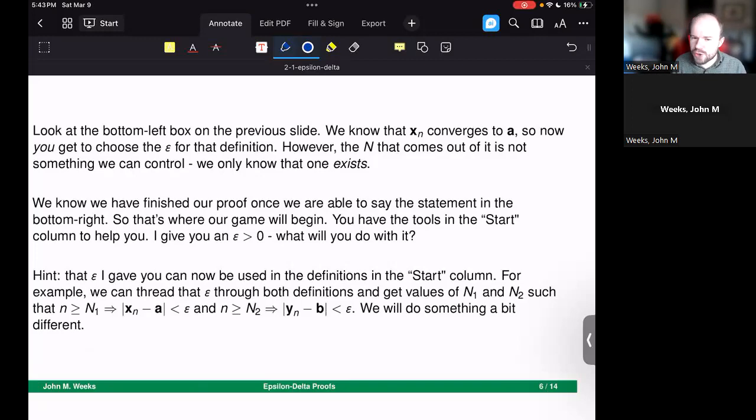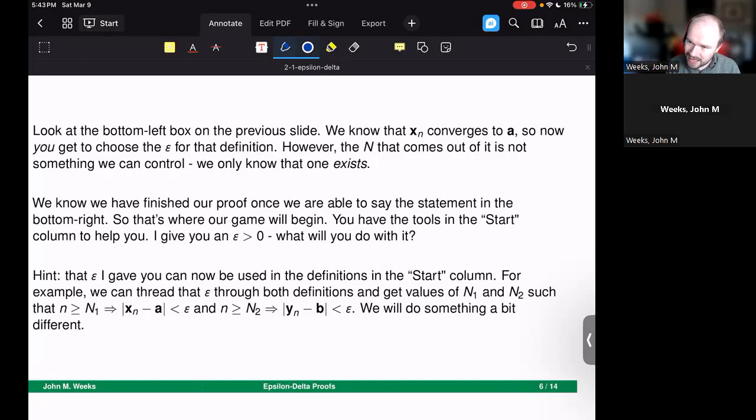We know we have finished our proof once we're able to say the statement in the bottom of the end column. So that's where our game will begin. You have the tools in the start column to help you, and I'm going to give you an epsilon greater than 0 to start the process off in the end column. What are you going to do with that epsilon?